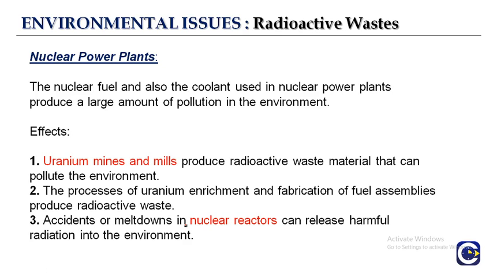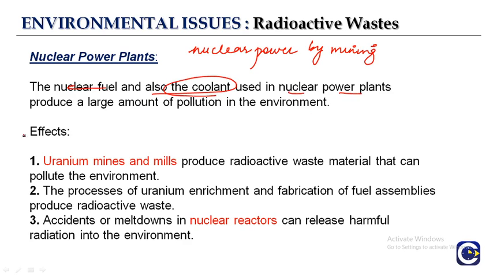Let's talk about the nuclear power plants. The nuclear fuel cycle covers the process of production of nuclear power starting from the mining. Nuclear power is produced by mining and processing of uranium, and that leads to the disposal of the radioactive waste. The nuclear fuel and also the coolant, which is used to cool down the hot temperature, used in the nuclear power plant produce a large amount of pollution in the environment.